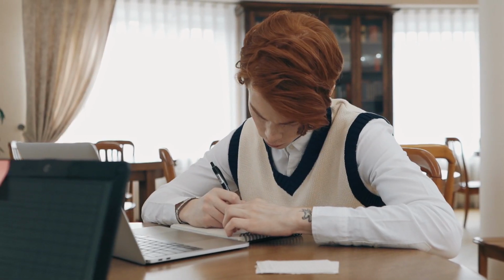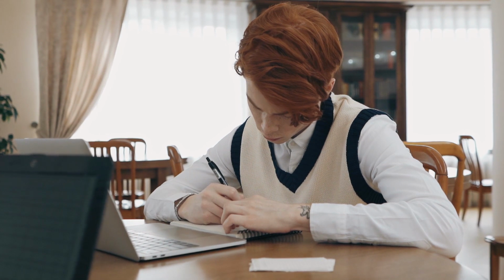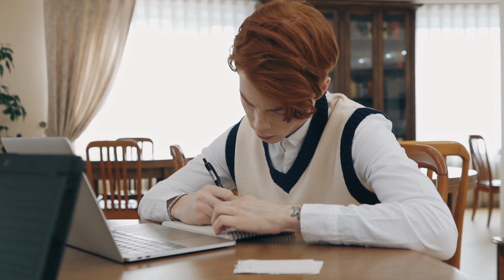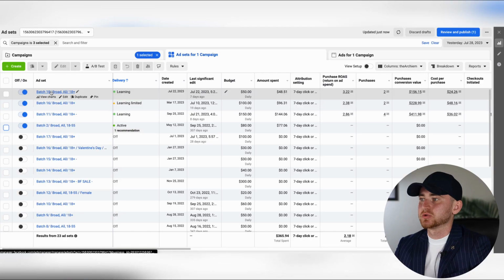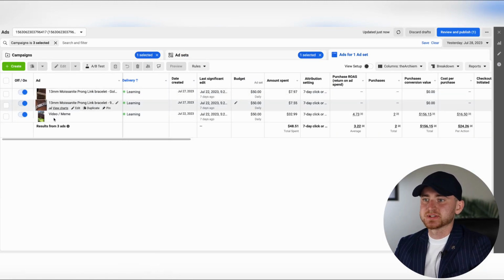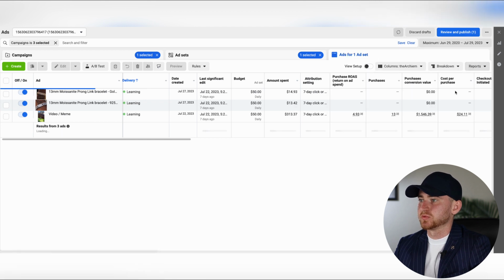So with that being said, every single time when we have in mind to, let's say, publish 2 or 3 new ad creatives, we are going to duplicate one of these ad sets, and we are going to put those 3 creatives in that ad set. We're going to run it for a couple days. Let's go to this particular ad set. And as you can see, we have here a couple creatives. Let's just put the maximum range.